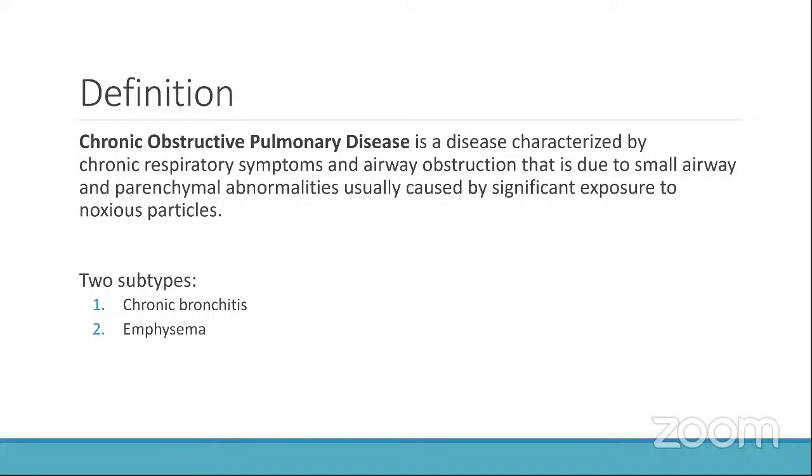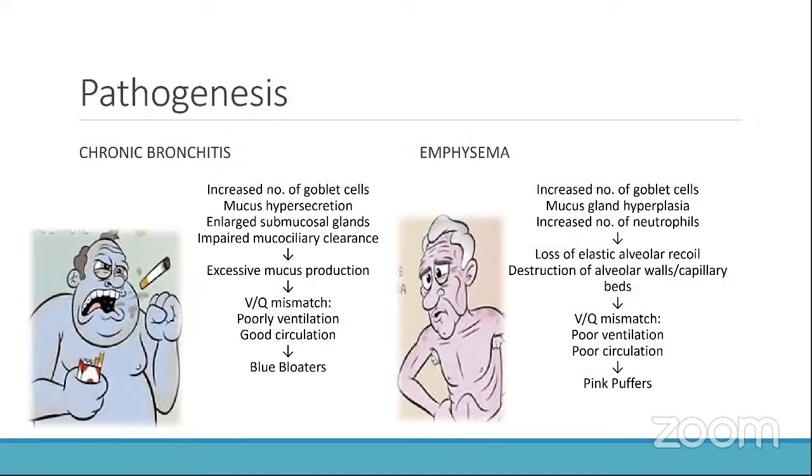This is a slide just comparing the pathogenesis for chronic bronchitis and emphysema. Although there are differences, the main pathological process is the same. In COPD, the main pathological factor is chronic inflammation, which can be triggered by smoking exposure or any exposure to harmful particles. This then leads to airway obstruction and/or destruction, and subsequently a VQ mismatch and clinical features.